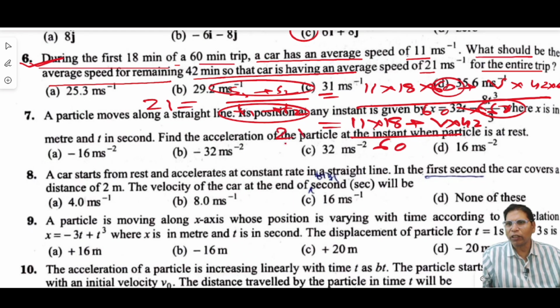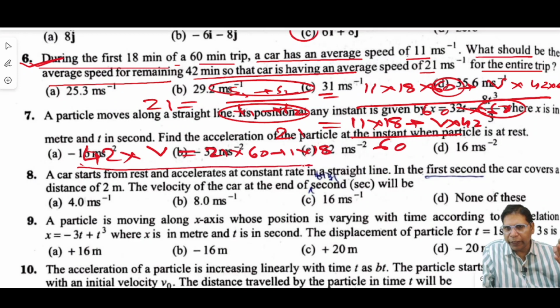This equals 21. Now 42 into V equals 21 into 60 minus 11 into 18. If you divide the whole expression by 6, this becomes 7V equals 21 into 10 minus 3 into 11.